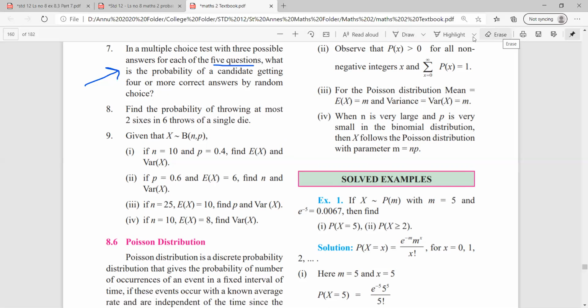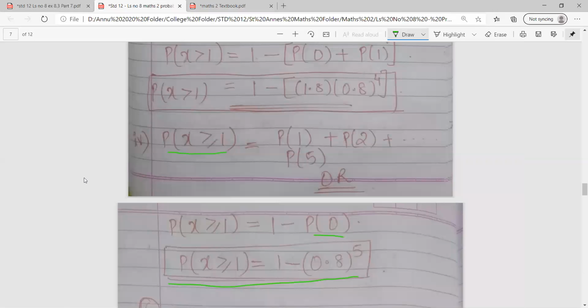They have told us to find out 4 or more correct answers. So 4 or more means greater equal to 4. So remember class, when greater equal to comes, you can use the shortcut. Or in this case, it is very easy because we have to go till 5 only. So greater equal to 4 means 4 plus 5. So let's see how to solve this particular sum.